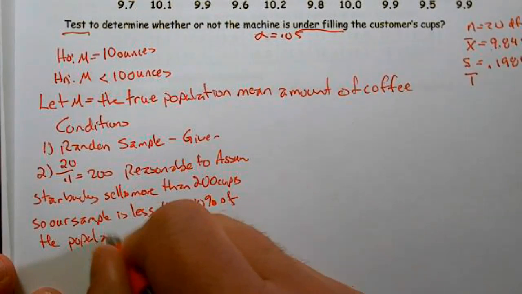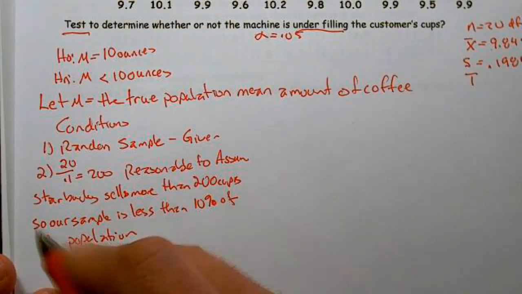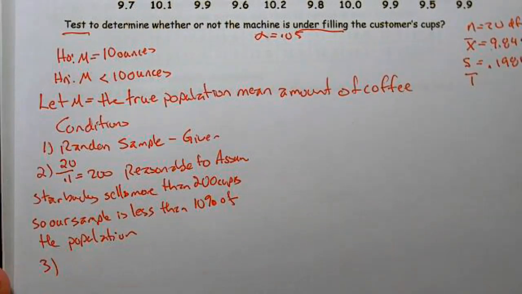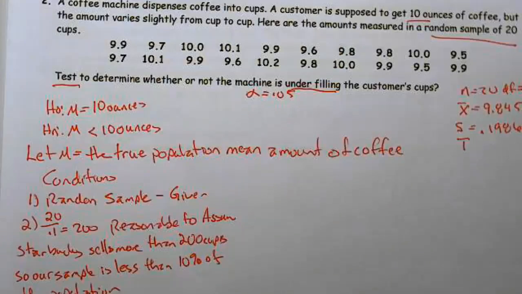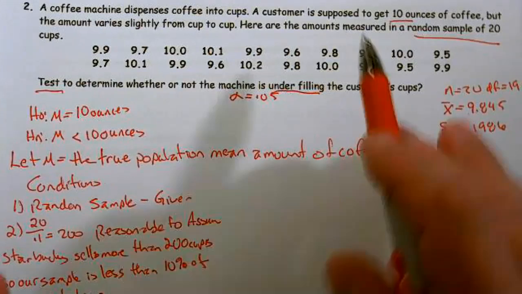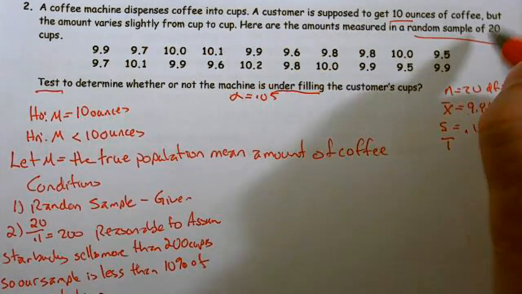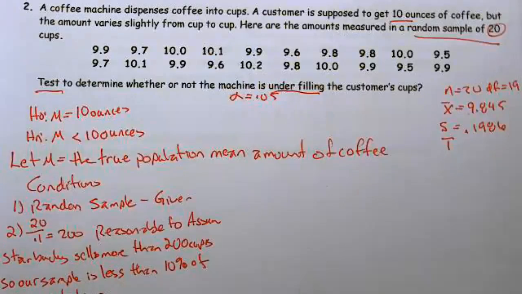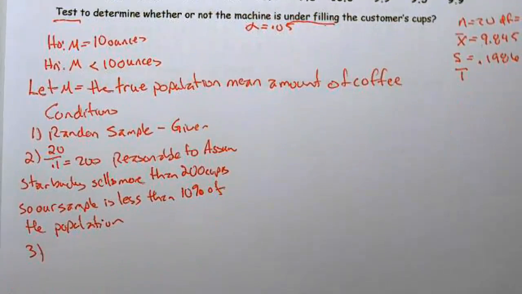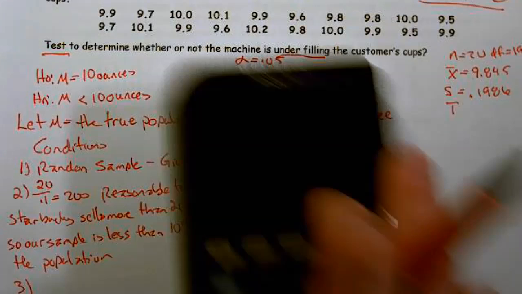The third condition is normality. And we can check normality. If they tell us it's normal, we can write normal and given. They didn't tell us that. If our sample is size 30 or larger, we can say it's normal by the central limit theorem. In this case, our sample is size 20, so we don't know that. So I am going to have to draw a box plot.